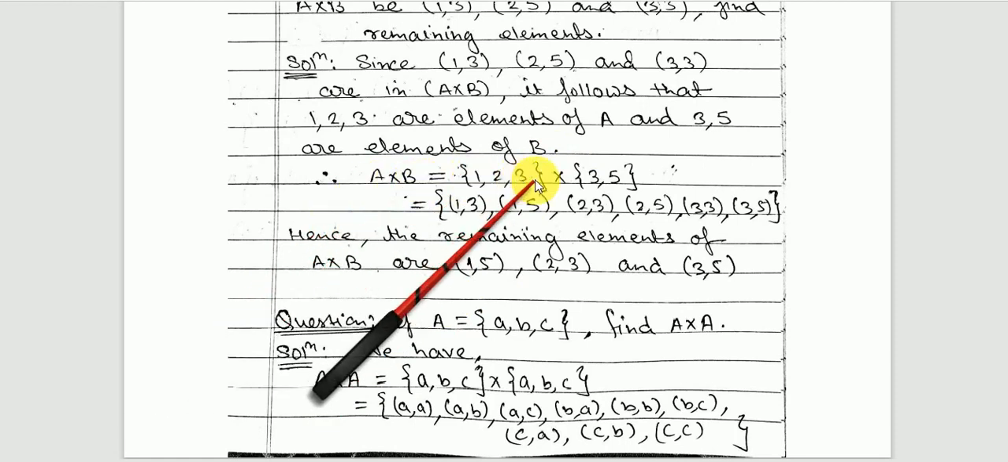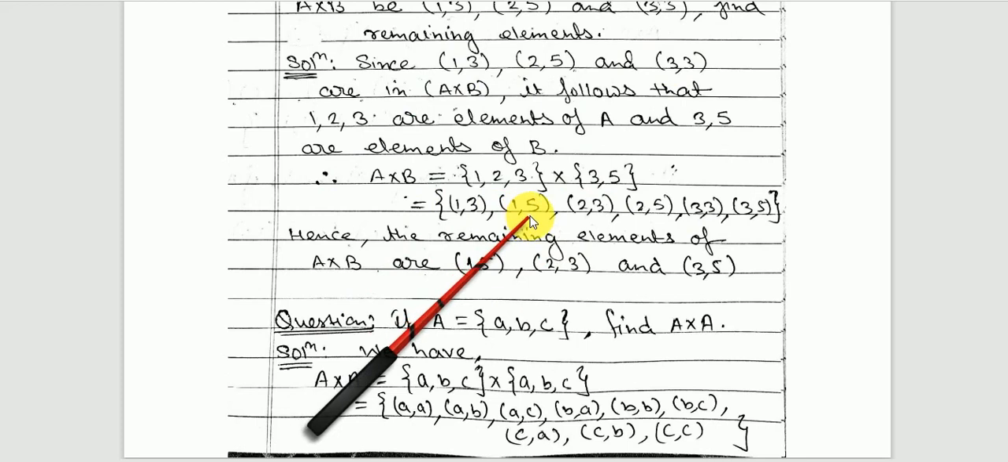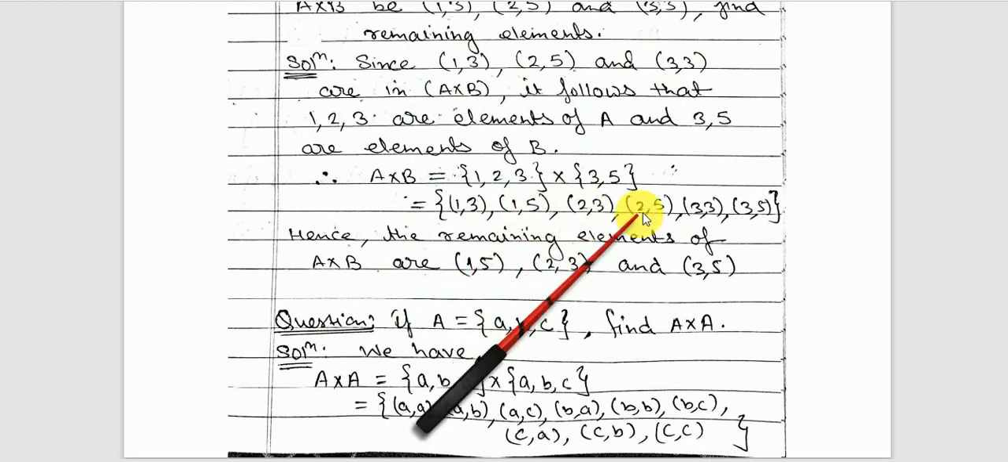So A cross B will be given as this. Then write down the ordered pairs. These 3 were already given, so the remaining will be (1, 5), (2, 3) and (3, 5). Hence the remaining elements of A cross B are these.